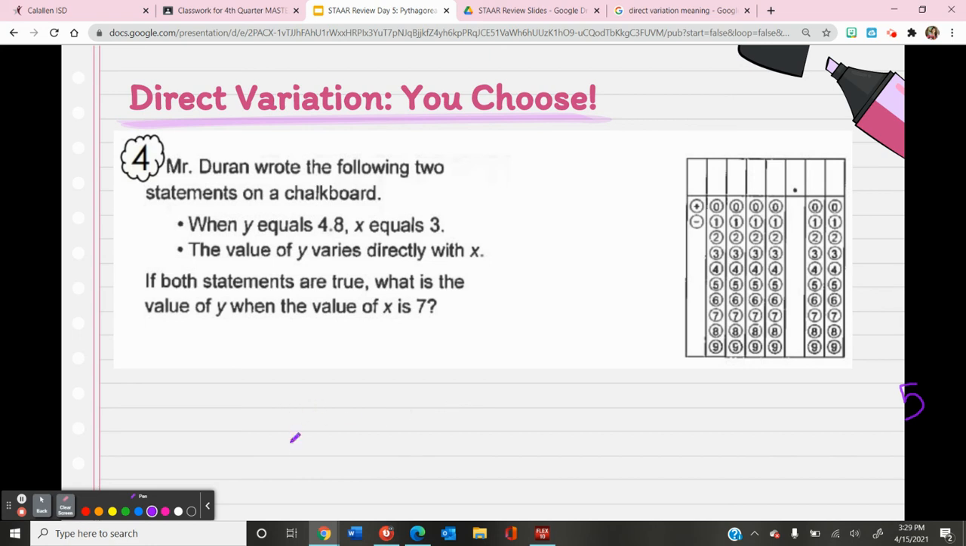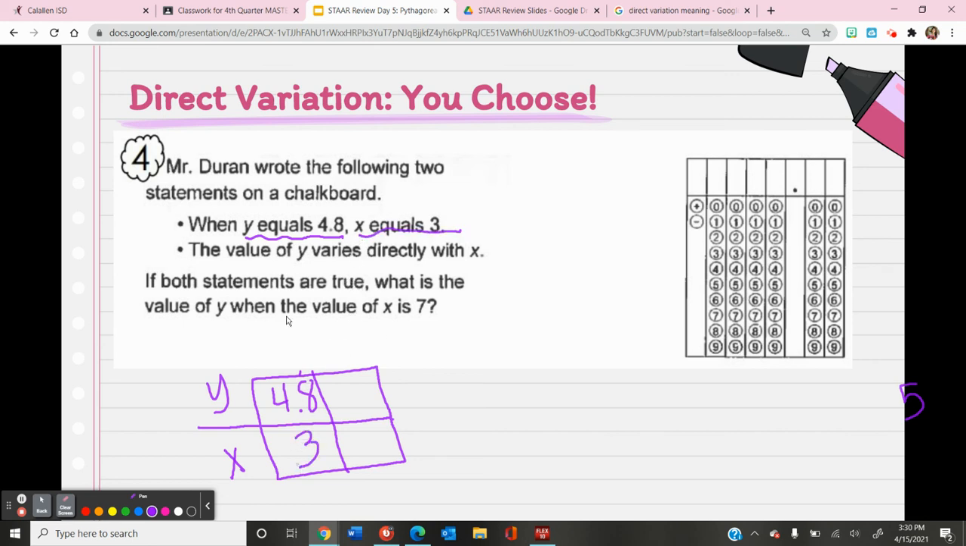And it says, Mr. Durant wrote the following 2 statements on a chalkboard. When y equals 4.8, x equals 3.8. The value of y varies directly with x. If both statements are true, what is the value of y when the value of x is 7? So again, we're going to put our y's on top, x's on the bottom. When y equals 4.8, x equals 3.8. The value of y, what is the value of y? So that's what we're looking for when the value of x is 7.